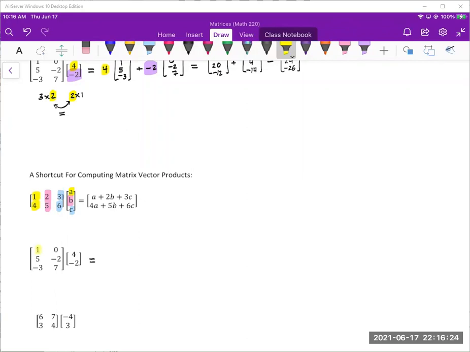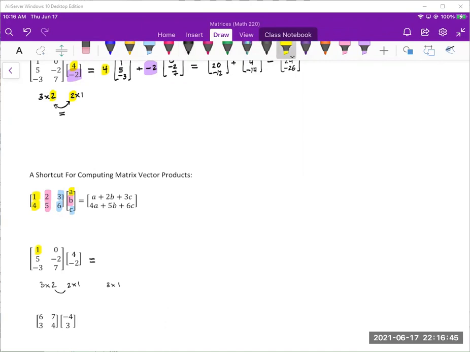Okay, so we have a 3 by 2 matrix multiplied by a 2 by 1 vector. Our result is going to be 3 by 1. See that the number of columns is equal to the number of entries. Okay, and we're building a linear combination of those columns. So we'll see it's 3 by 1.